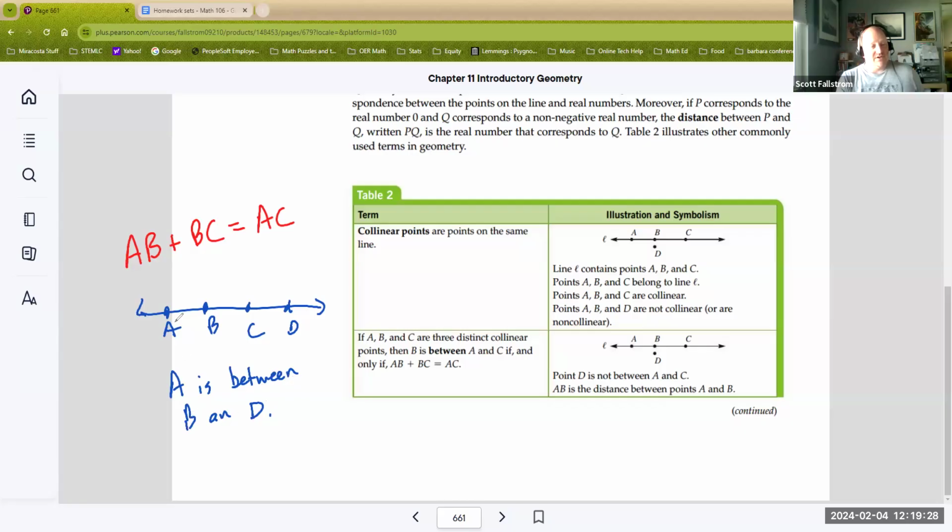Visually, you can look and say, no, that's not the case. But according to this definition, we'd have to check the actual numbers. So what I would check is, if A is between B and D, then I would walk from B to A and then from A to D. So let's see, from B to A and then from A to D, and I compare that with my direct path from B to D.